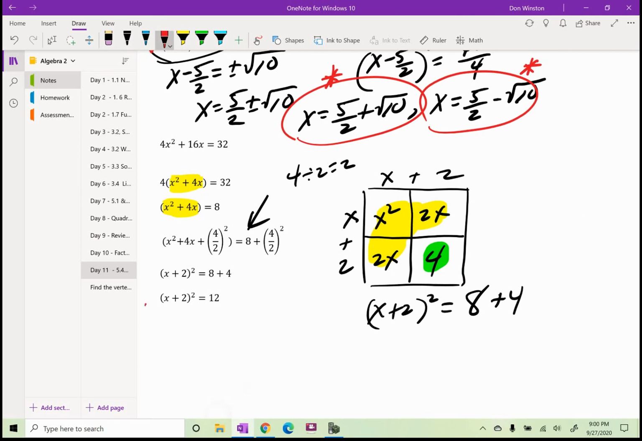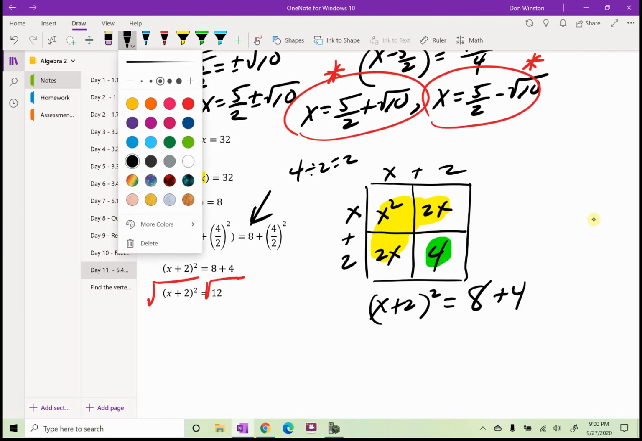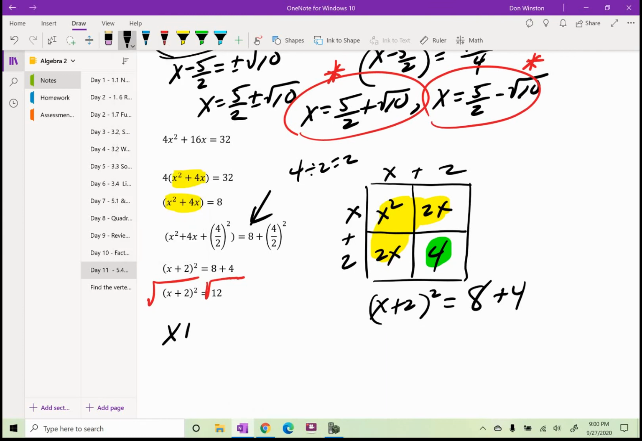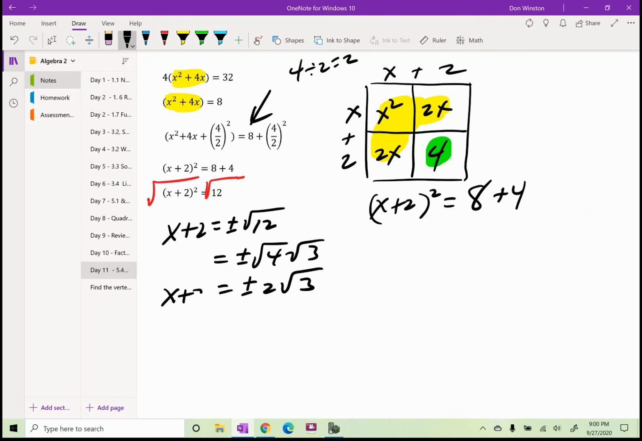Now, we just take the square root of both sides. And that gives us x plus 2 equals plus or minus root 12, which is equal to plus or minus root 4 times root 3, which equals plus or minus 2 root 3. So I have x plus 2 equals that, and then x equals negative 2 plus or minus 2 root 3.